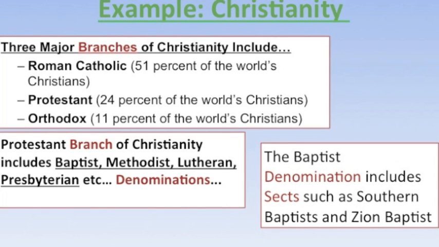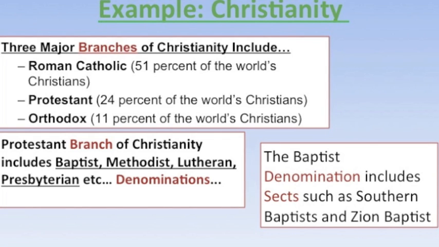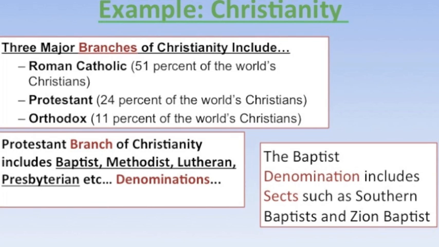Within that branch, then you have individual churches who do things a little differently than maybe what the branch of Christianity may do. So examples of denominations are Baptist, Methodist, Lutheran, and Presbyterian. So those are actually denominations that belong to the Protestant branch. So we're just using the Protestant branch as an example to break down into denominations.